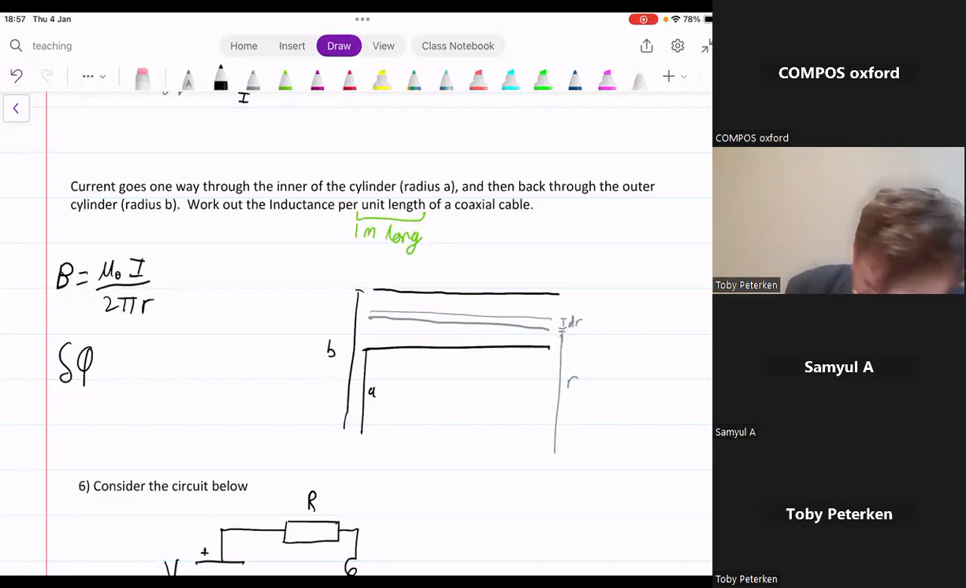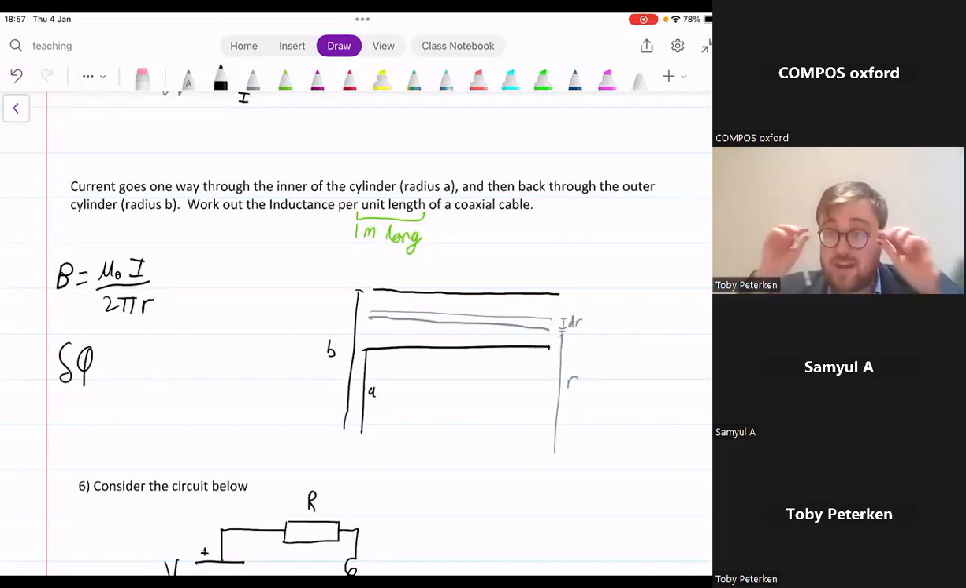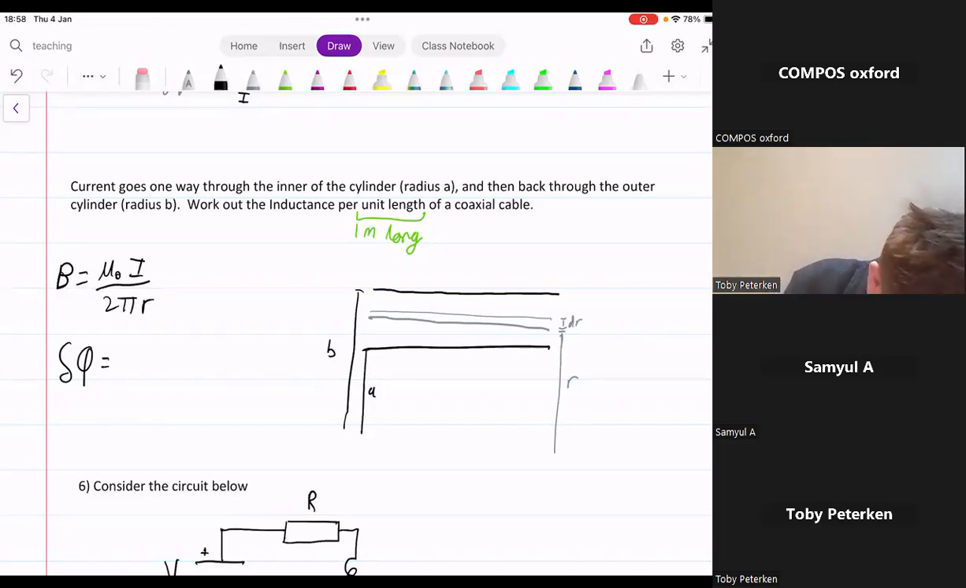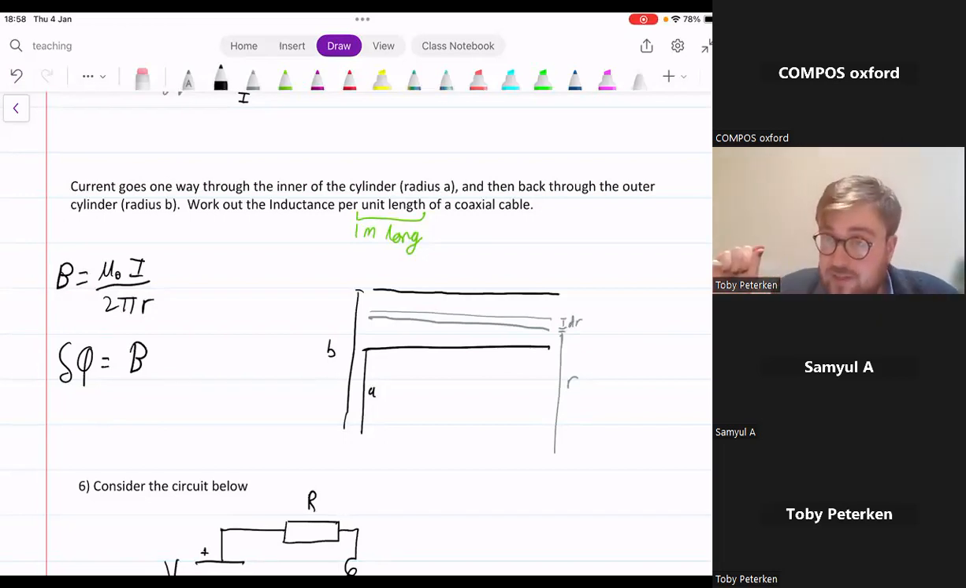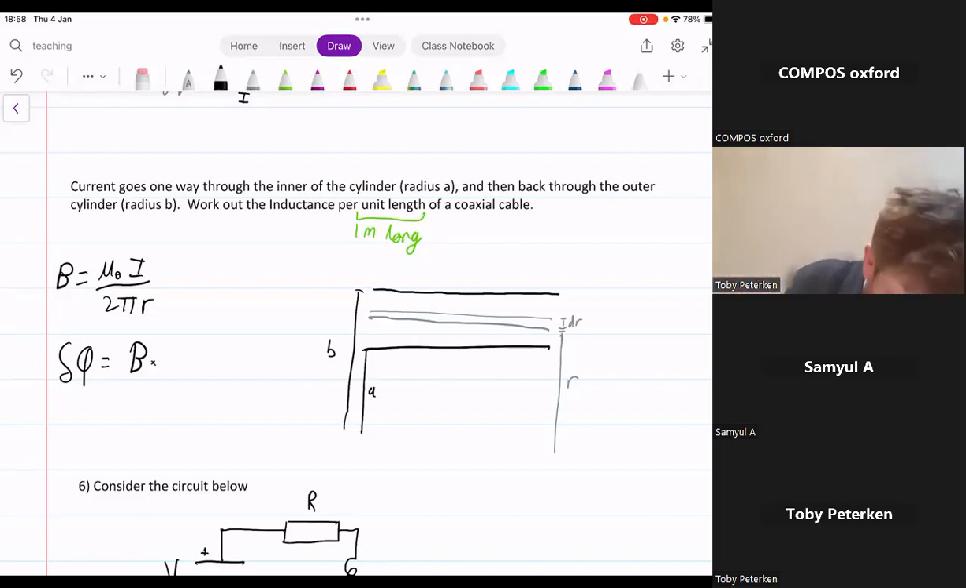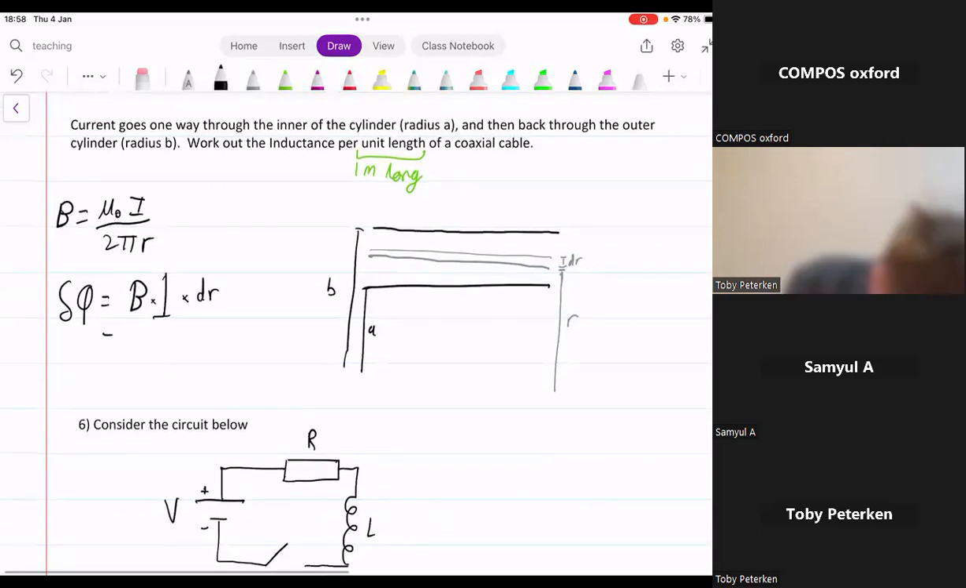So the small amount of flux through this tiny thin rectangle is equal to B, the magnetic field strength, through that thin rectangle. Remember, it's very thin, it's basically a constant across it. B times the width, which we said was 1, times dr, which, putting it all together, gives mu naught I over 2 pi r dr.